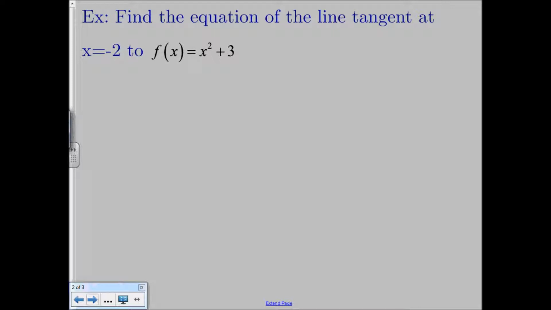So the first thing we're going to do is find the equation of the line tangent to x equaling -2 to the function f of x equals x squared plus 3. So our final answer should be the equation of a line.